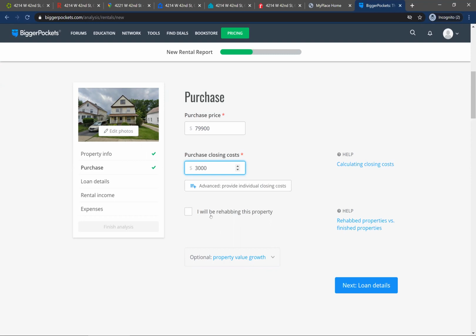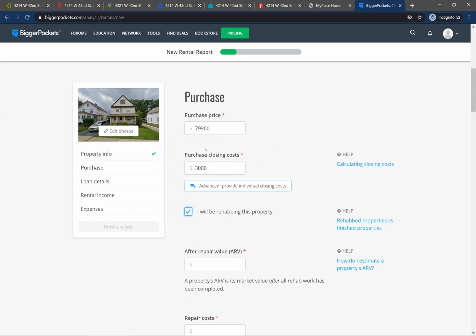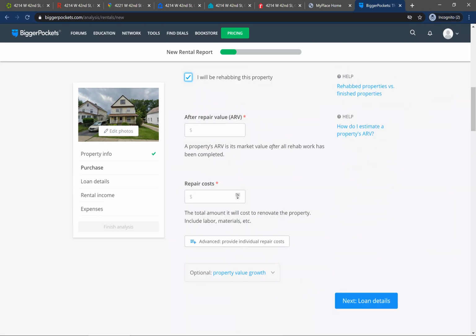So are you rehabbing the property? Sometimes the property needs some sort of renovation. Let's uncheck this. Actually, check mark this one. So what will be the after repair value of this property? Maybe we are thinking if the property cost is $80,000 and closing cost is $3,000, so the total is around $83,000. And what will be the after repair value? We are thinking maybe we need $10,000 repair cost, and the after repair value might be 100,000.